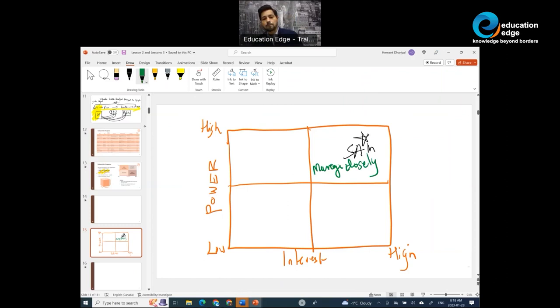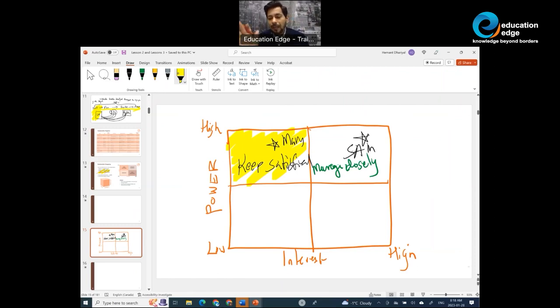You manage them closely. Now let's say Mary, another stakeholder, has high power but low interest. Look, Mary is another stakeholder. She has high power but low interest. You've got to keep her satisfied. So Mary, keep her satisfied. So any stakeholder that falls on the top left corner must be kept satisfied.